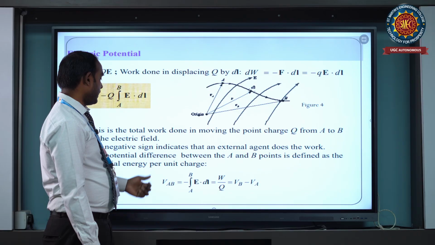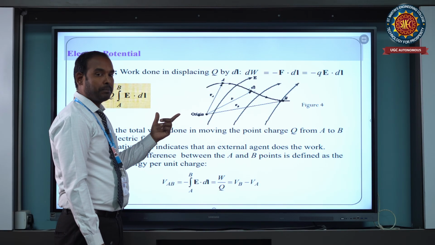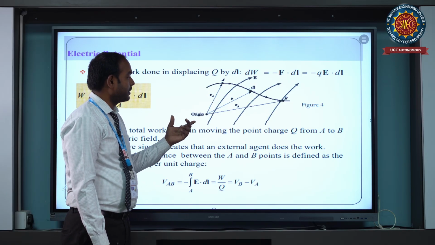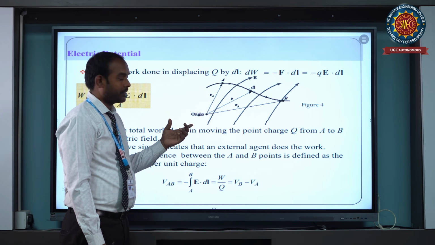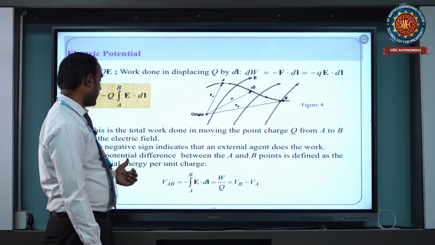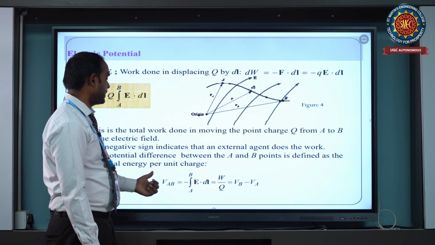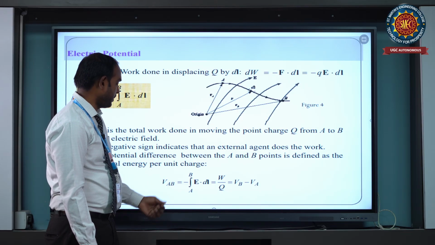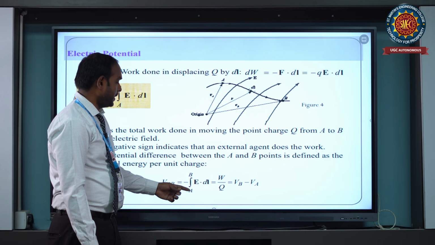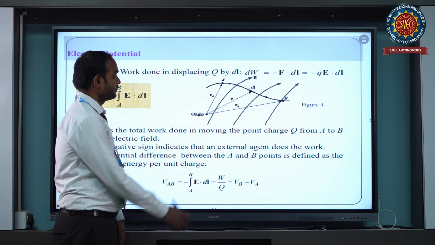Here we define work done per unit charge, that is nothing but the potential in an electric field. Okay, so we define here potential difference between points A and B as the potential energy per unit charge. It is nothing but the line integral from A to B of E bar dot dl bar. That is simply we write VB minus VA.